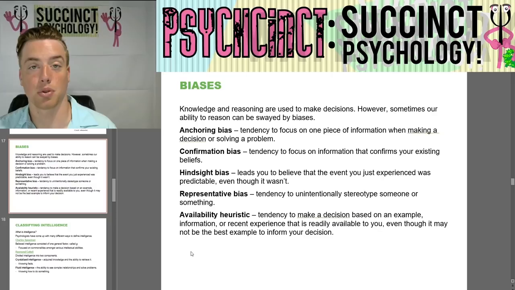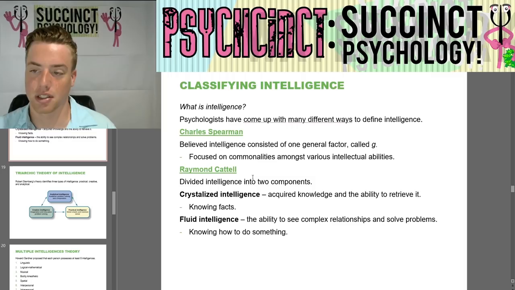What is intelligence? Psychologists have come up with many different ways to define intelligence. Charles Spearman believed intelligence consisted of one general factor called g, and it focused on commonalities amongst various intellectual abilities. Next, we have Raymond Cattell, who divided intelligence into two components. Crystallized intelligence, which is acquired knowledge and the ability to retrieve it, so knowing facts, and fluid intelligence, the ability to see complex relationships and solve problems, so knowing how to do something.